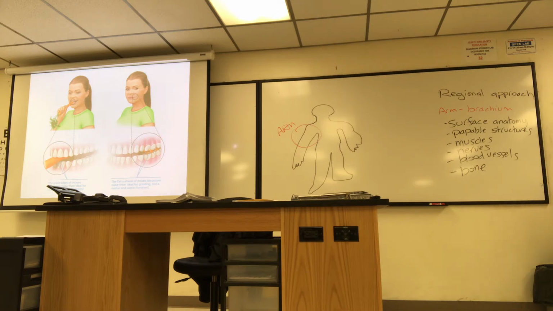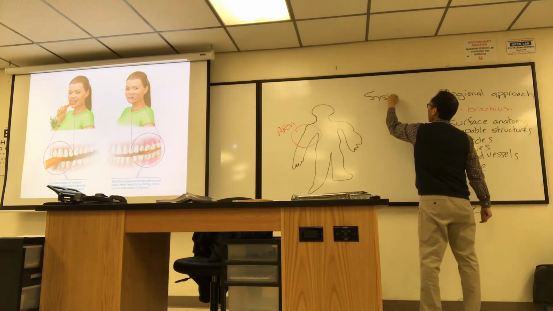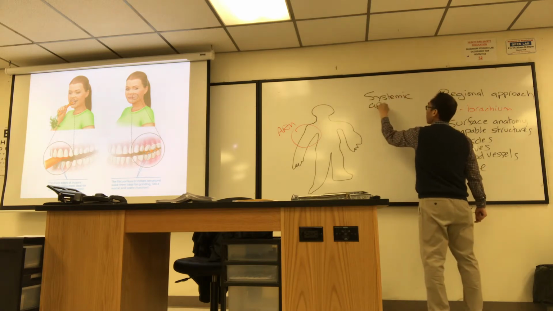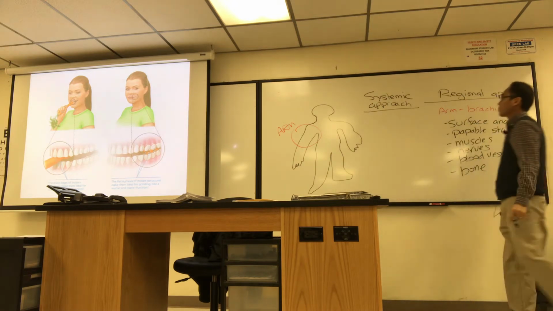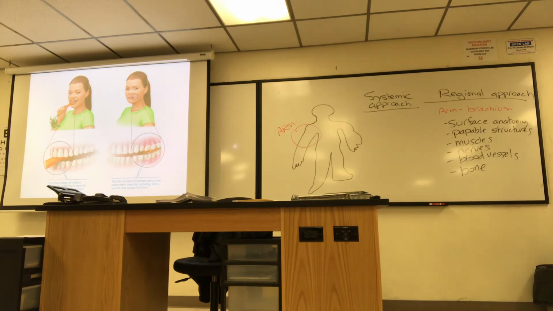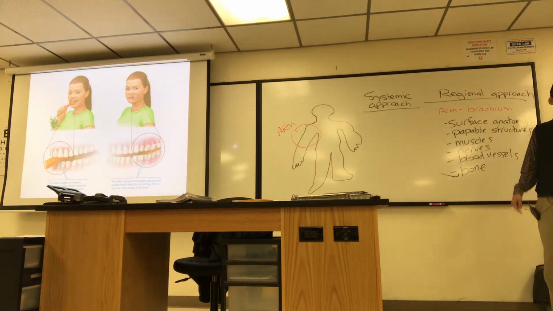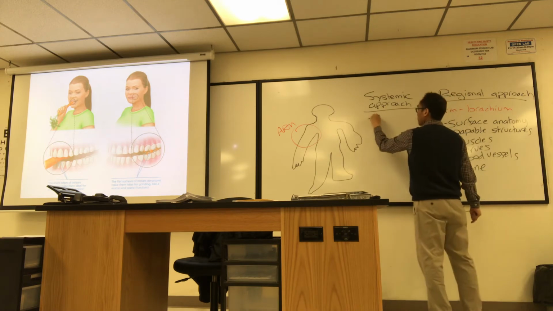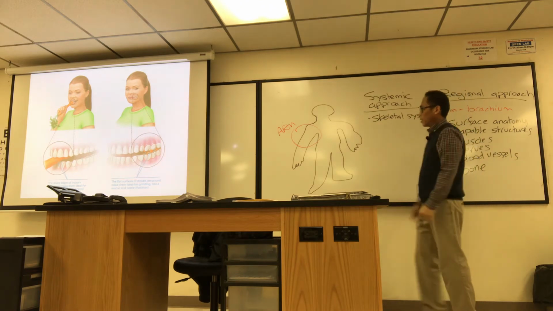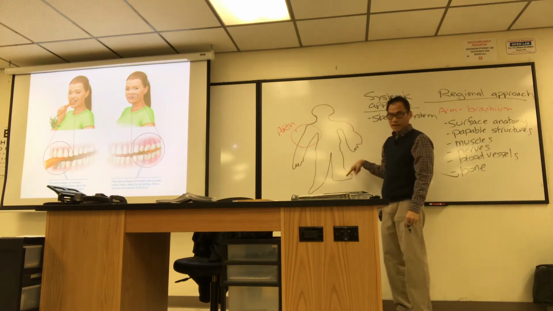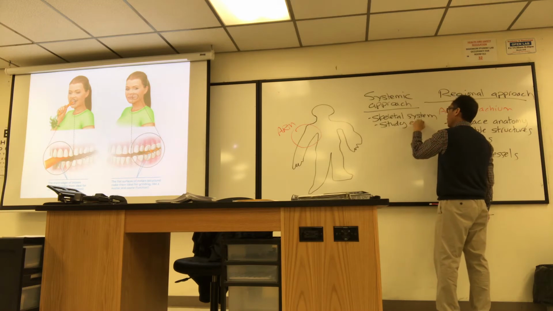The other way to study anatomy is the systemic approach. So you got the regional approach and the systemic approach. You study it by systems. Like, for example, let's use the bones as a system, skeletal system. You study the bones of the whole body. Okay, that's the study of the entire organism.